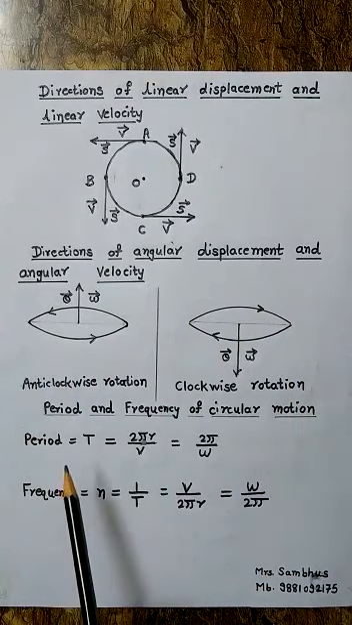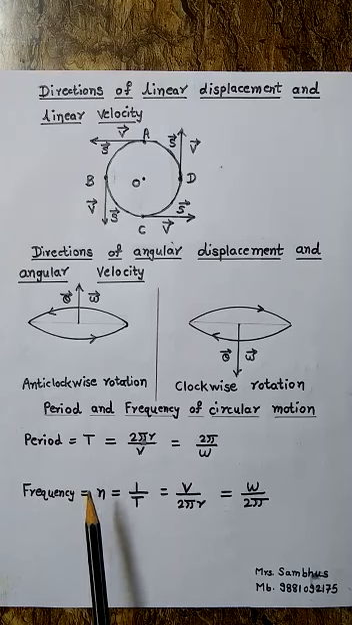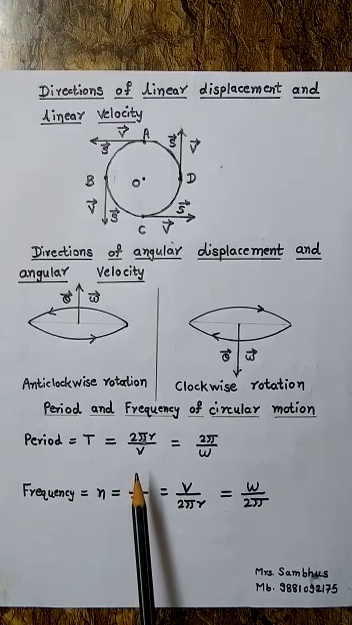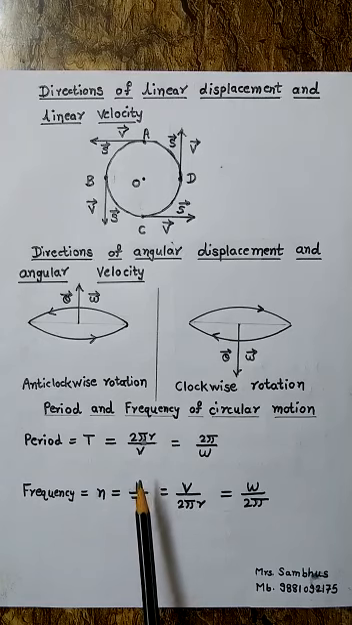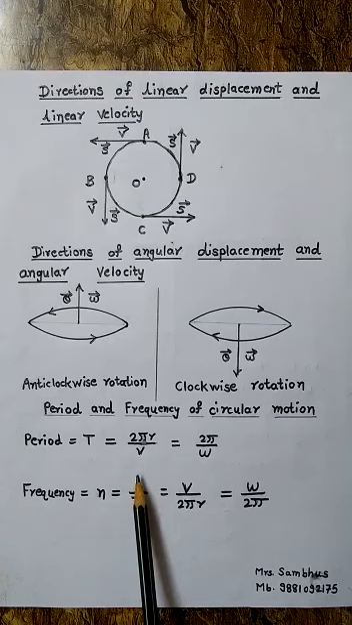Now let us see the concept of period and frequency for circular motion. First is the period of circular motion. Period is the time required to complete one revolution. The symbol for period is capital T. In one revolution, the particle covers linear displacement equal to 2 pi r, which is the circumference of the circle, and the velocity with which it covers that linear displacement is linear velocity v. Therefore T is equal to 2 pi r upon v, because time is equal to distance upon velocity.